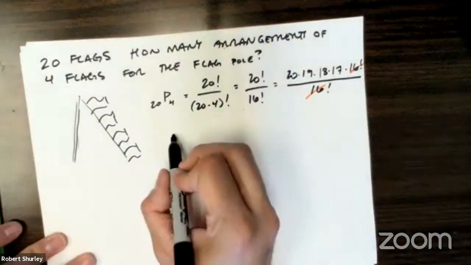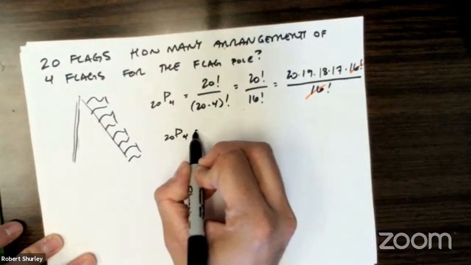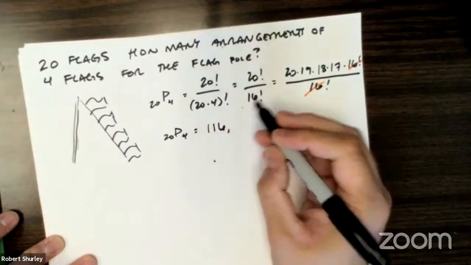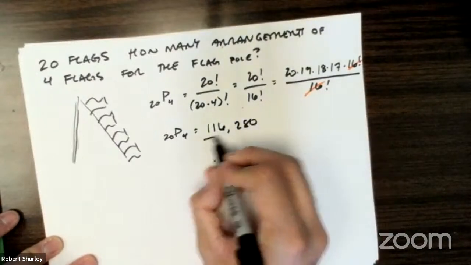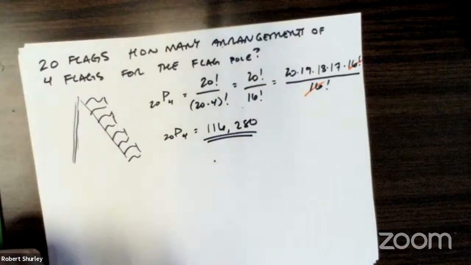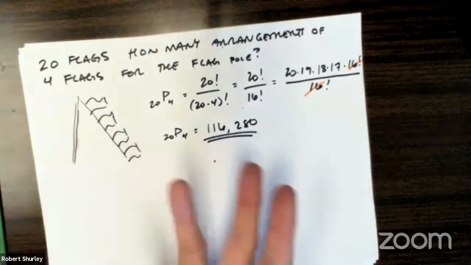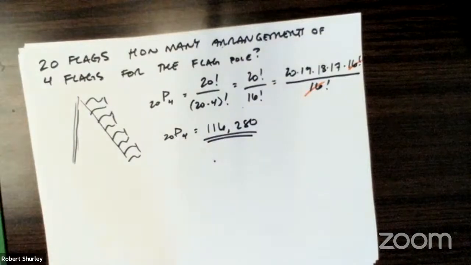Holy cow. We have 116,280 arrangements. Wow. That's kind of neat, okay? So we've got 116,280 arrangements, because when you change the order up on the flags, they mean a different symbol, right?